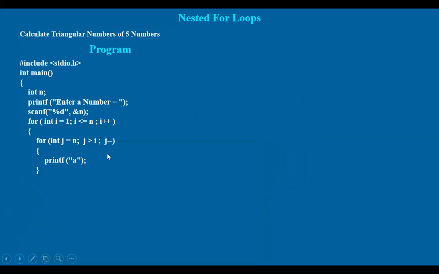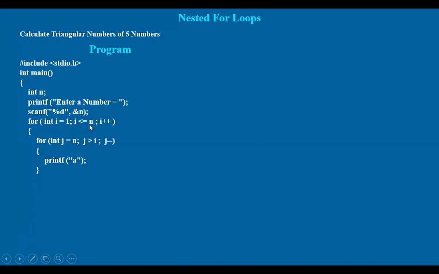For this, let us play a small trick. Instead of having a space here, I put a letter A. Now, I want to see how this program is executed. So, n value is taken as 5. Let us suppose n is 5.